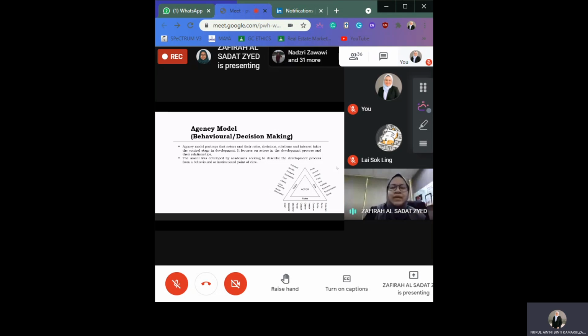Agency is often associated with people, because it's about behavior and decision, right? So the agency model portrays the actors and their roles, decisions, relations, and interests in the control of development. Okay, so it focuses on the actors in the development process and their relationships. And this is important as well, because who's going to do all this development? People. Okay, so that's why the model is called the agency model.